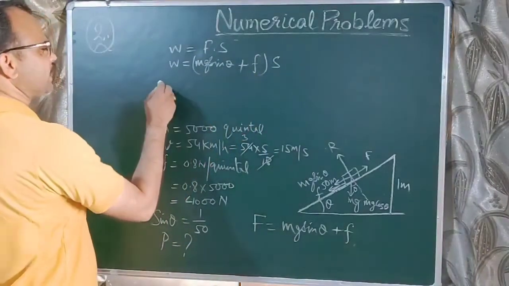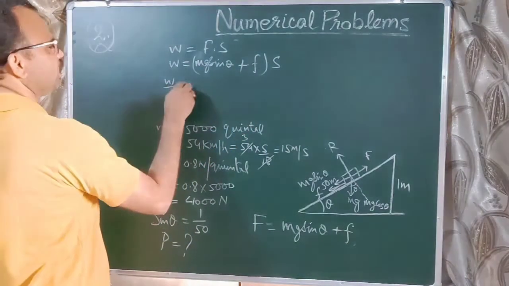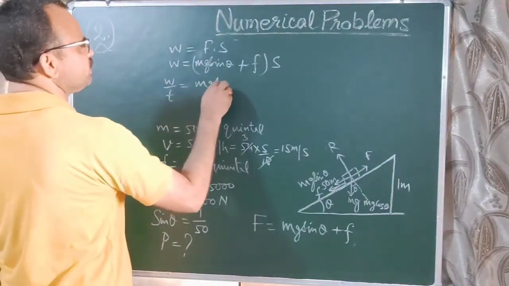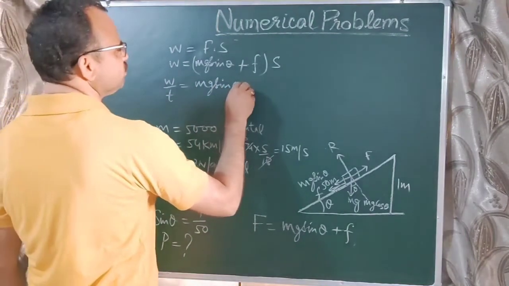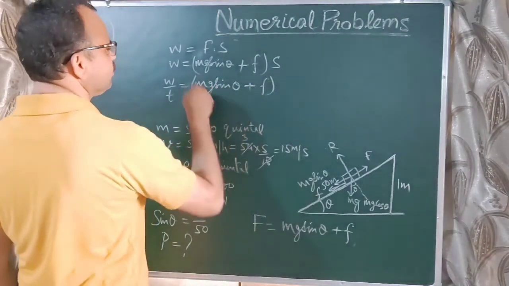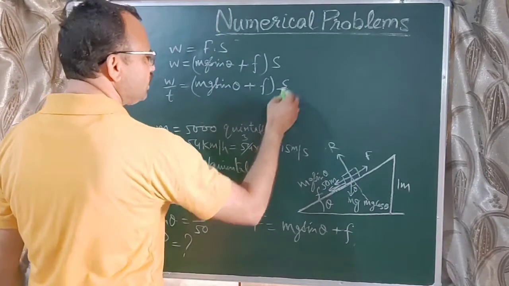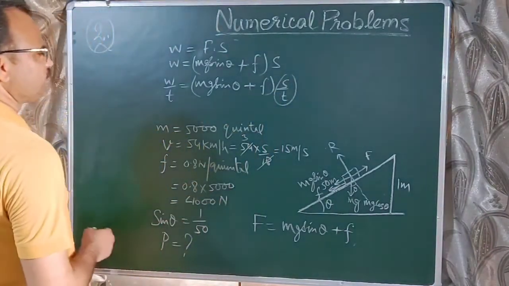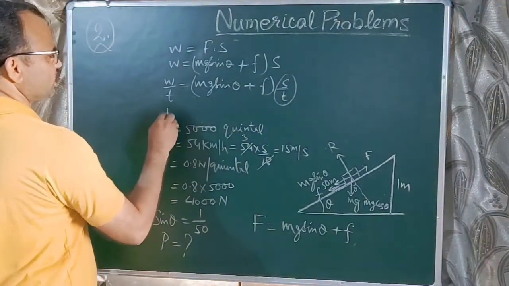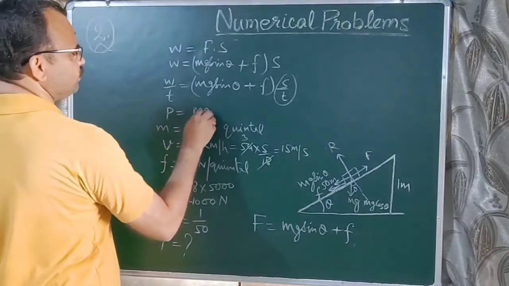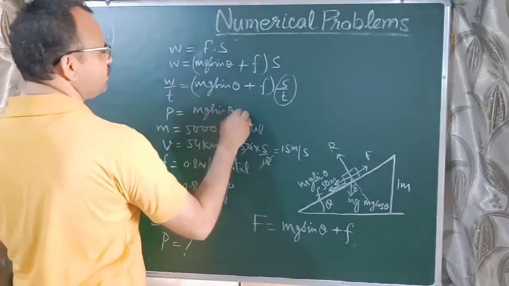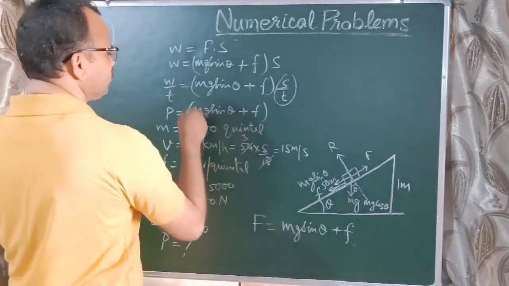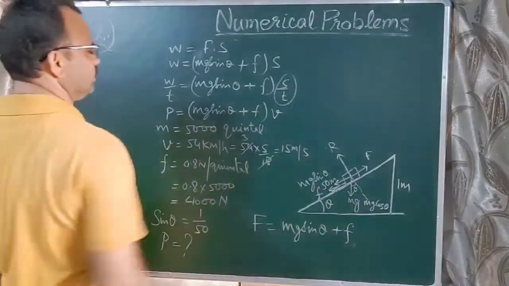So dividing both sides by t, W upon t equals mg sin theta plus f into s upon t. This s upon t, displacement upon time, is equal to velocity. So here P equals mg sin theta plus f into v.